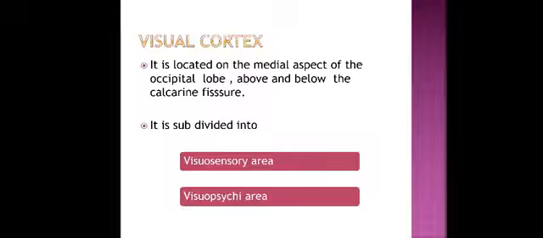The LGB has 6 laminae. The crossed fibers end in laminae 1, 4 and 6, while the uncrossed fibers end in laminae 2, 3 and 5, in such a way that those from the corresponding parts of the retina end in the neighboring parts of the adjacent laminae.